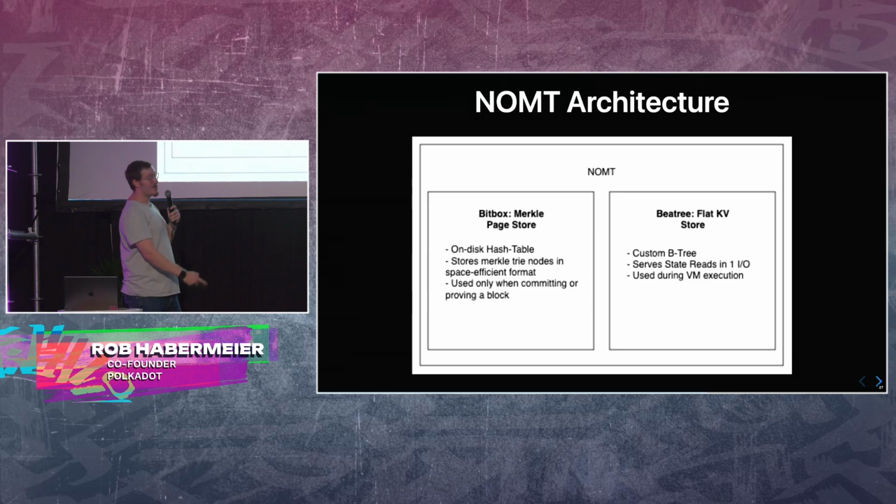Bitbox is what stores the Merkle pages, all of the Merkle tree nodes. We have Btree, which is a custom Btree. And the aim here is to serve all state reads that fit within a page in a single I/O. So if you need to load a bunch of smart contract code, you're going to need to do more reads for that because they just don't fit in a single page. But small stuff like account balances, you will always get in one round trip. It won't clog up the queue.